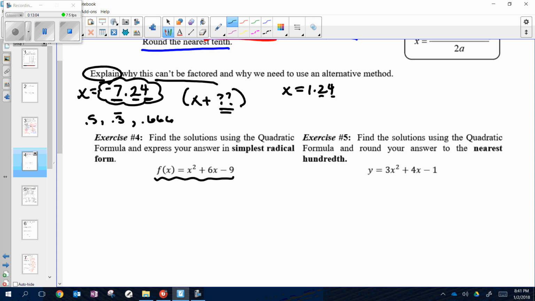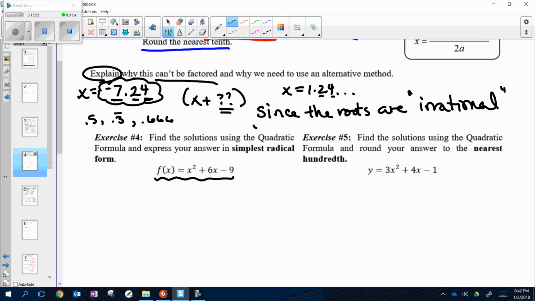Explain needs words. I better say, since the roots are not nice numbers, since the roots are, I'm going to say irrational, because I have a feeling these were a dot, dot, dot number that the calculator rounded. So if they're irrational, you can't make nice factors. All right, so let's do this. Simplest radical form, quadratic formula.